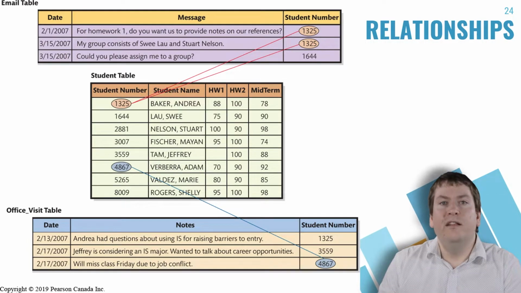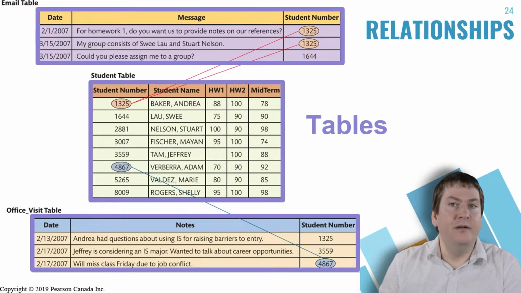And we're back. Let's take a look at how many tables there are. And this should be an easy one. We have 3 tables here: the email table, the student table, and the office visits table. Each one is a collection of records about a single theme or topic.